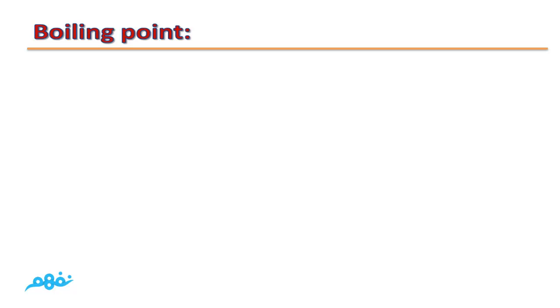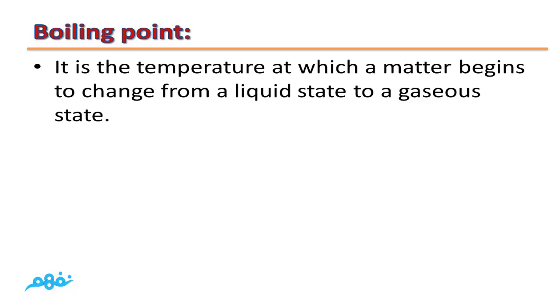The fourth property is boiling point. We will find a huge similarity between boiling point and melting point. What's meant by boiling point? It is the temperature at which a matter begins to change from liquid state to gaseous state. Temperature, liquid state, gaseous state. They are the key words.